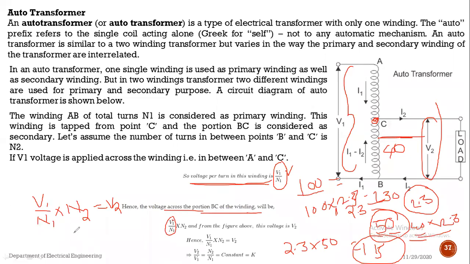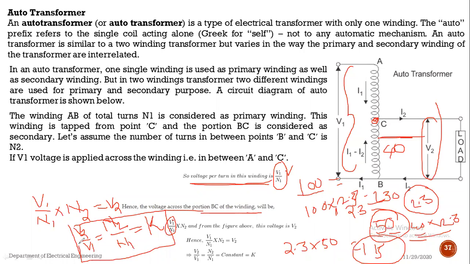If we rearrange this equation, just shift V1 to the right-hand side, so it becomes V2 divided by V1 equals N2 divided by N1, which is equal to the transformation ratio K. See, this transformation ratio K is this formula.